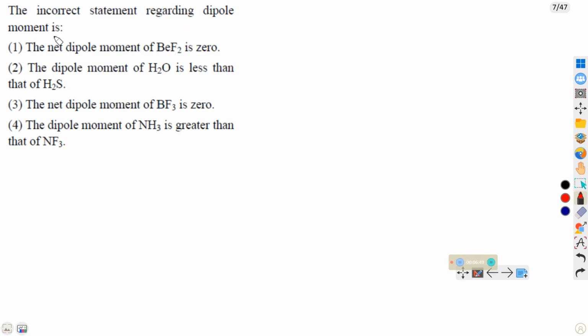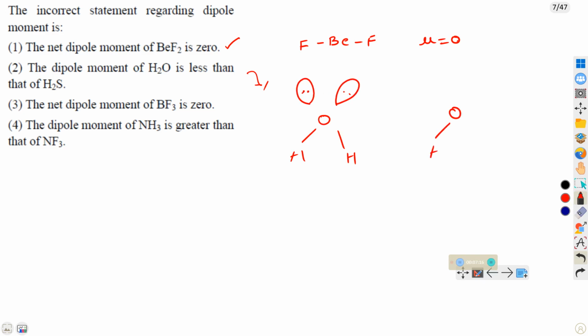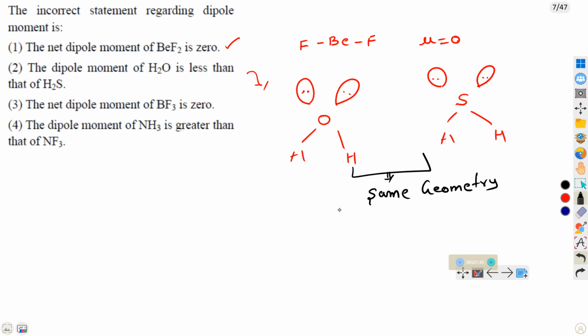The incorrect statement regarding dipole moment is: the net dipole moment of BeF2 is 0. Correct. BeF2 is a linear molecule and its dipole moment is equal to 0. The dipole moment of H2O is less than H2S. Check it. H2O molecule, this is H2O. H2S molecule, sulfur, hydrogen, hydrogen, lone pair, lone pair. Both the geometries are same. So dipole moment is directly proportional to electronegativity of the central atom. So based on that, H2O dipole moment is more compared with H2S. So given second option is wrong.